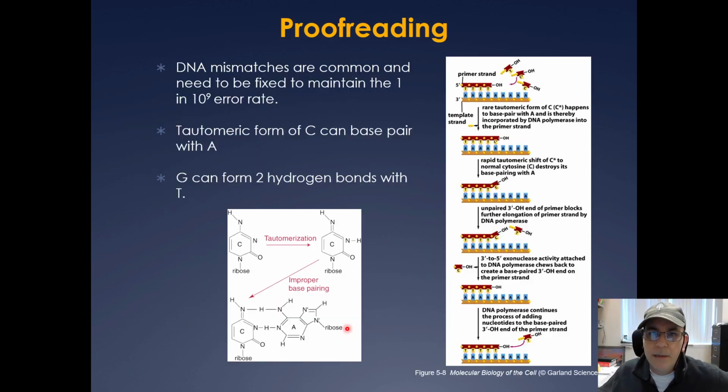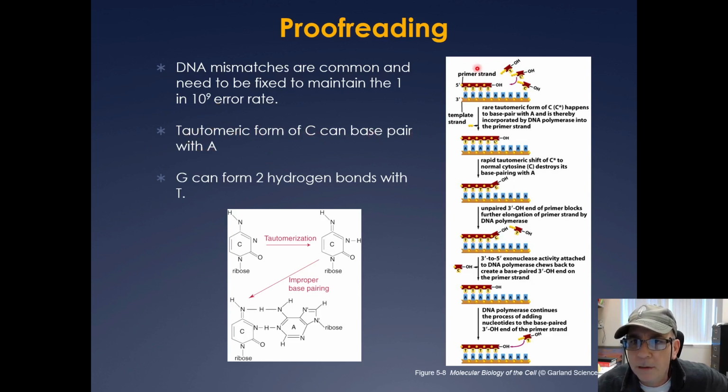Now, one of the really neat things about DNA polymerase is that it has proofreading ability. Okay, it can tell most of the time when it puts a bad base in. Okay, and DNA mismatches are pretty common. And they actually need to be fixed to maintain this 1 × 10⁻⁹ error rate, right? This really, really low error rate. And so one of the things that can happen is you can get a tautomeric form of C, which can base pair with A, and we'll look at the chemistry behind that in just a second.